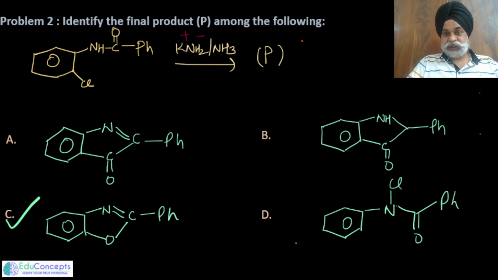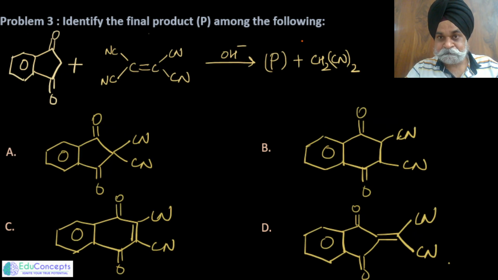Coming on to the next question. In this question, what is being asked is, you are being given an activated methylene compound. This is an activated methylene because here you have a CH2 and that CH2 is attached to two CO groups. So it is an activated methylene group which is to be treated with this. Again, it is a very beautiful compound.